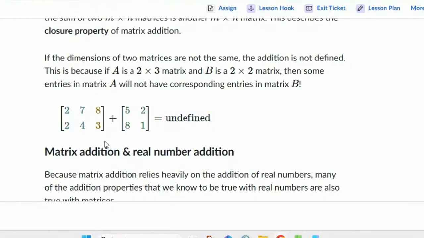Okay, so that's the main thing to remember with addition and subtraction, is they have to be the same. Because how would you add them otherwise? What are you adding the 5 to? Are you adding it to the 2, the 7, or the 8? And what about the 7? And so does it work?